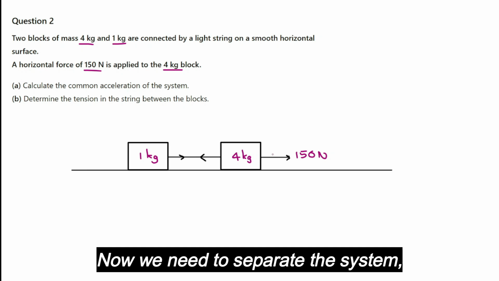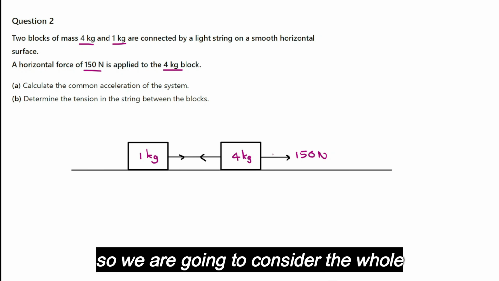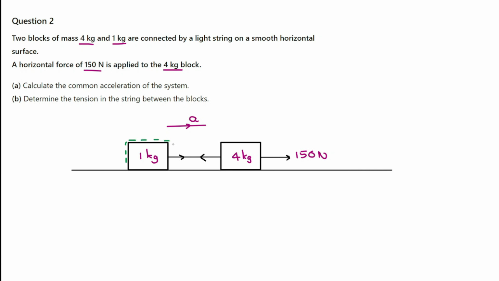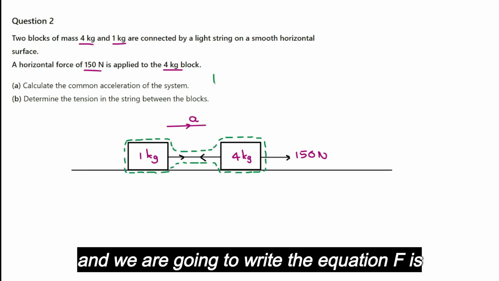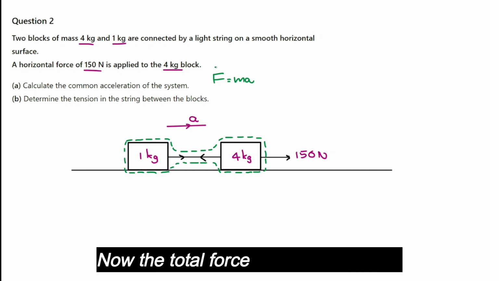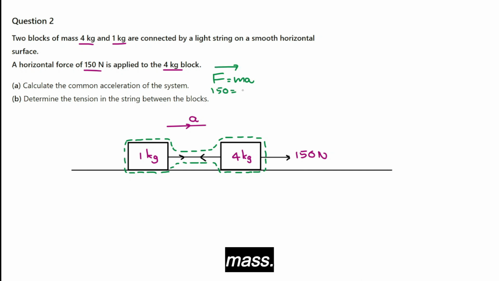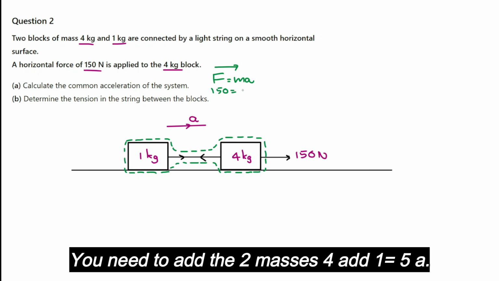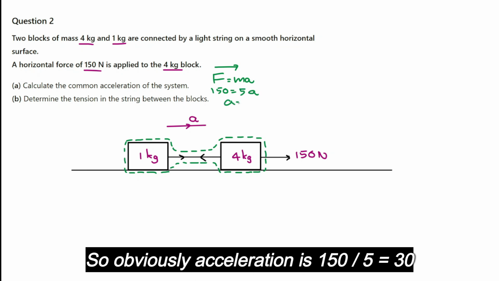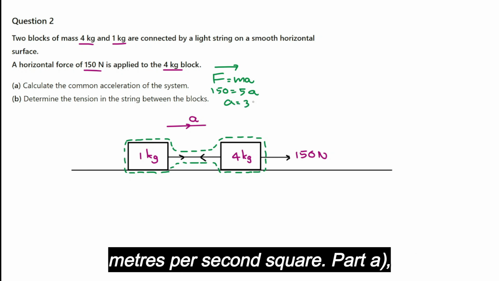Now we need to separate the system, so we are going to consider the whole system. So I'm just going to draw the outline and we are going to write the equation F equals ma to the right. The total force is obviously 150 newtons. Mass, you need to add the two masses, 4 add 1, 5a. So obviously acceleration is 150 divided by 5, 30 meters per second squared. Part A.